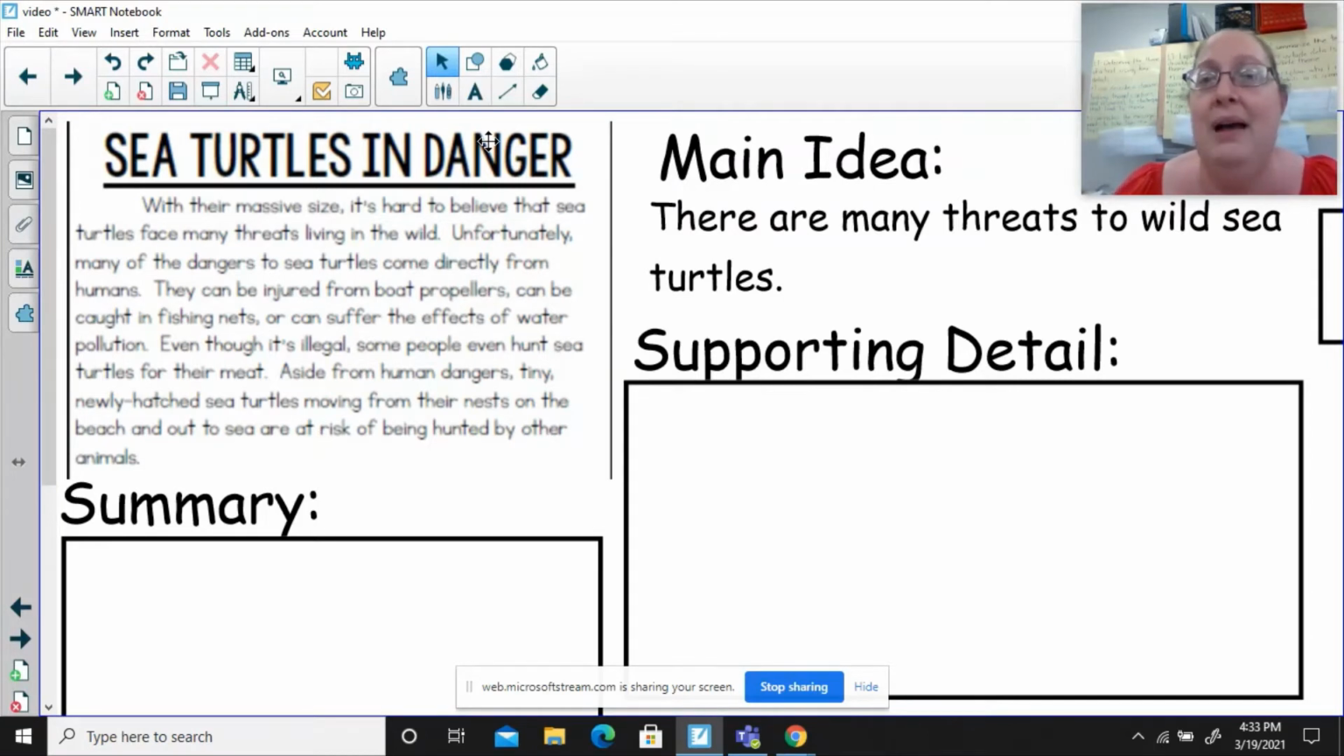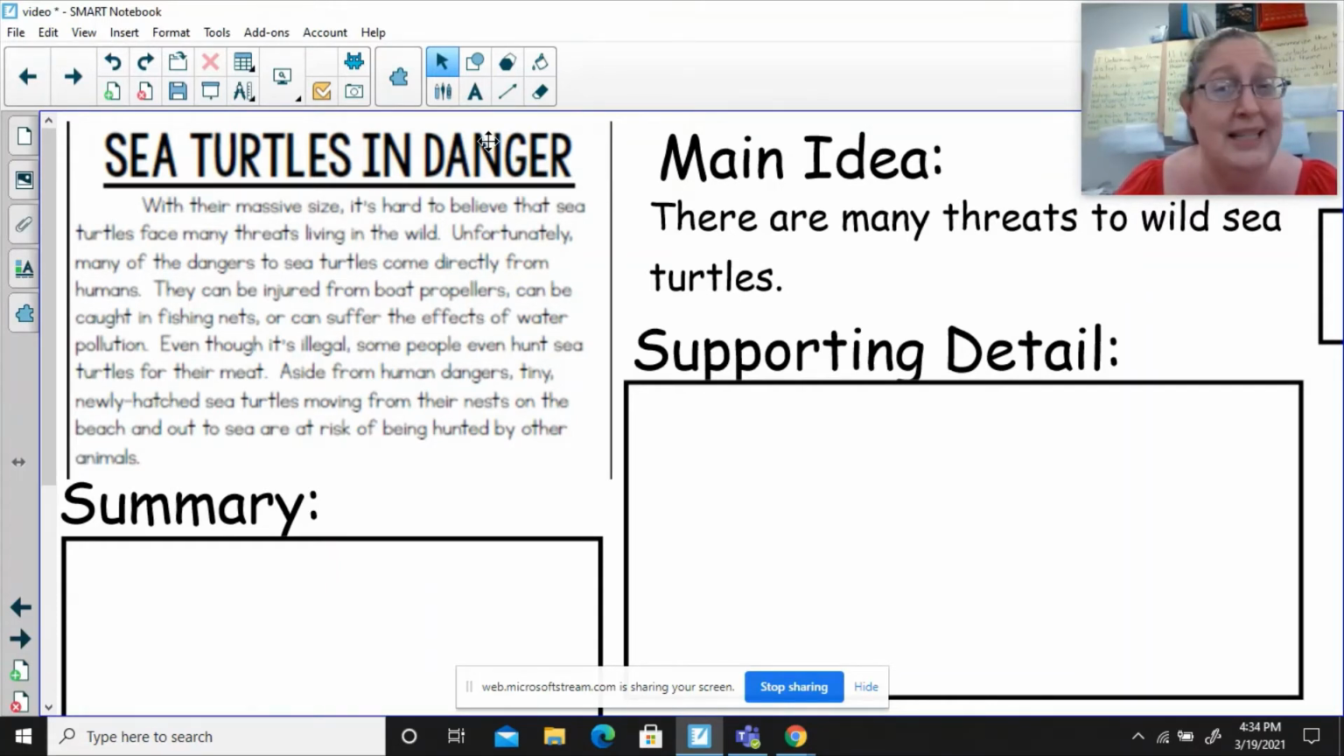So it doesn't matter if you are reading a chapter book like The Lemonade Crime that our entire school is reading, or if you're reading informational text like this one about sea turtles. Make sure you're looking at the titles, because that will tell you a good idea of what the main idea of the story is. So let's move on to the supporting details.